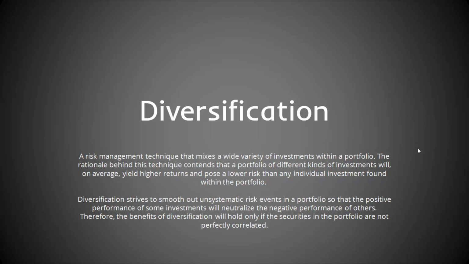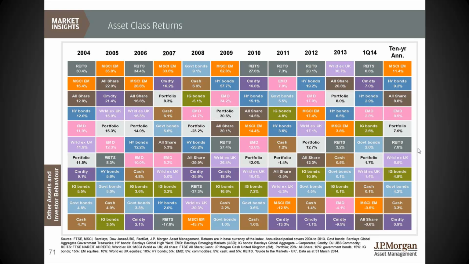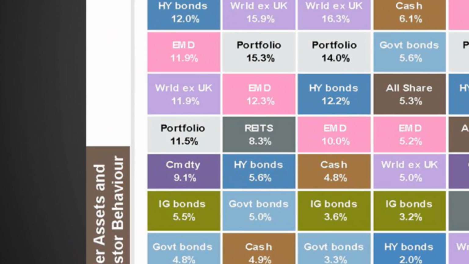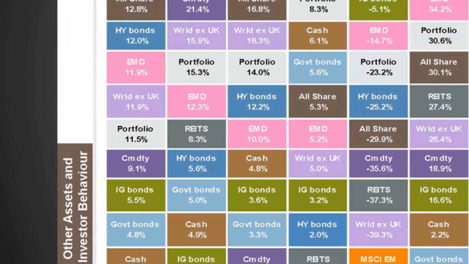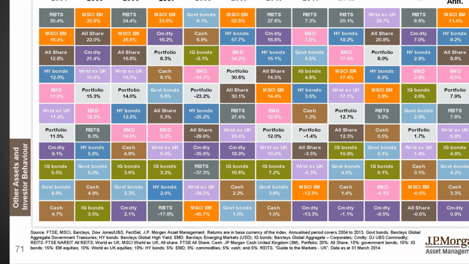Now, the table again, another mosaic. This time it's been put together by JP Morgan. It includes an extra column. It's in grey. It's called portfolio. This is one of JP Morgan's ideas of a blended portfolio, a mix of asset classes. The definition of what's in the portfolio is in the small print at the bottom. It's not necessarily a portfolio we would use.